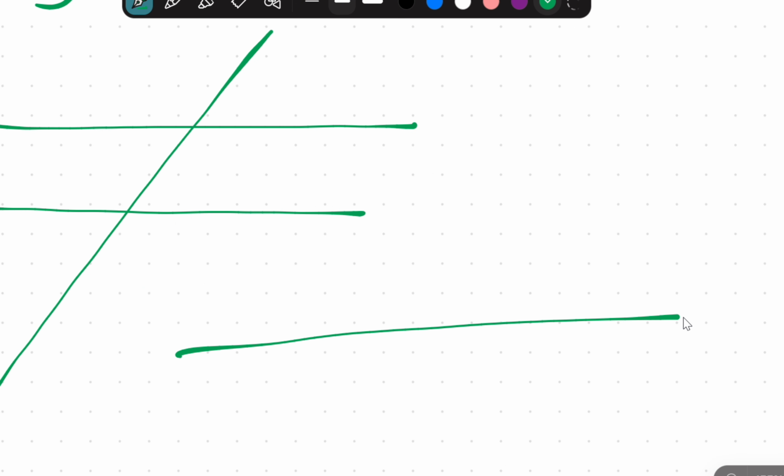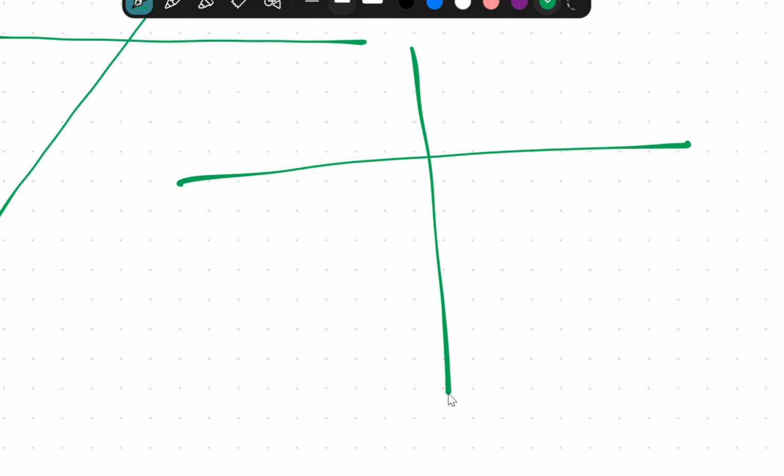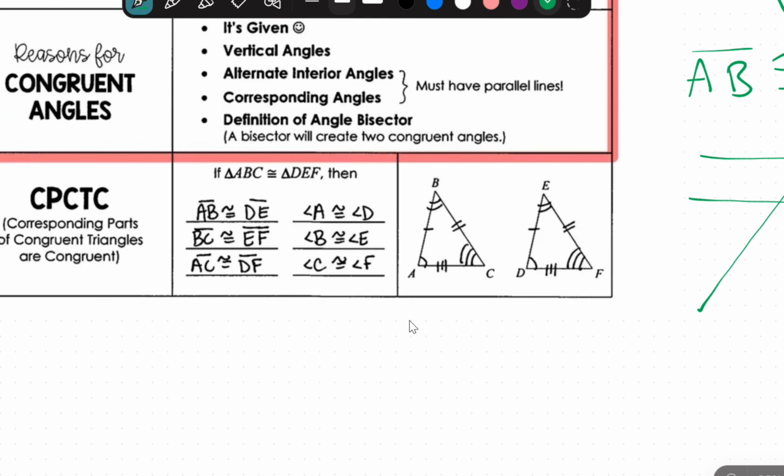So for example, if we have this line and this bisector goes right through it, it just bisected that line, which means to split it in two. So that means these angles are congruent. They're also right angles, but yeah.